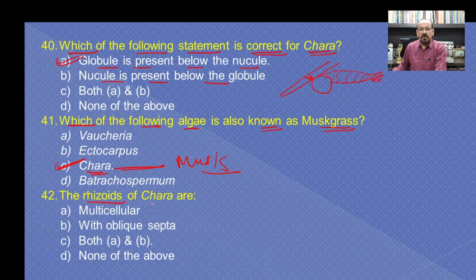The rhizoids of Chara are, if you see the rhizoids of Chara, they are such like this. It means that they are multicellular, having an oblique septum, and hence both A and B become the answer for this question.